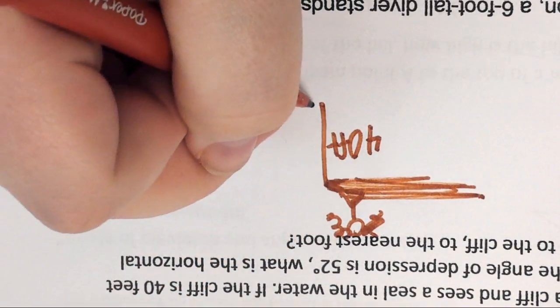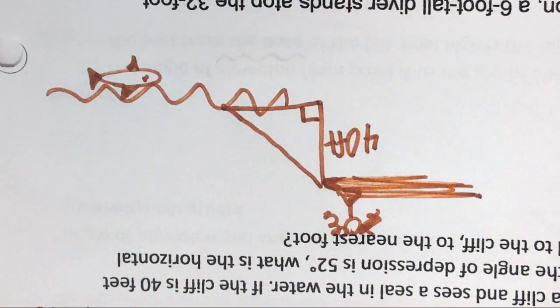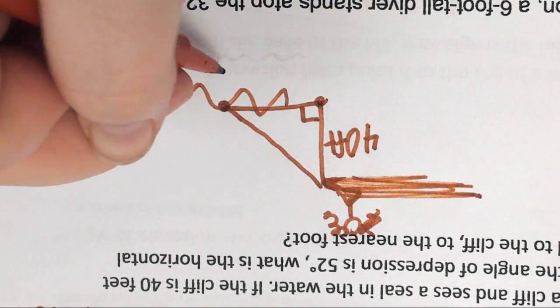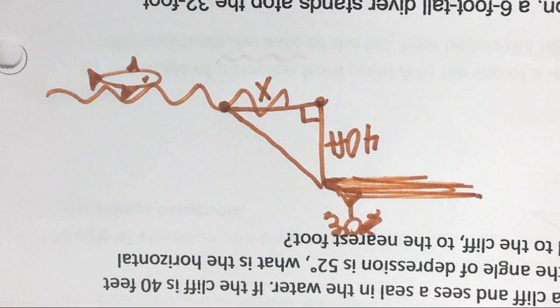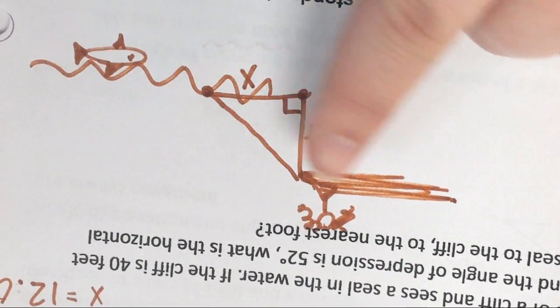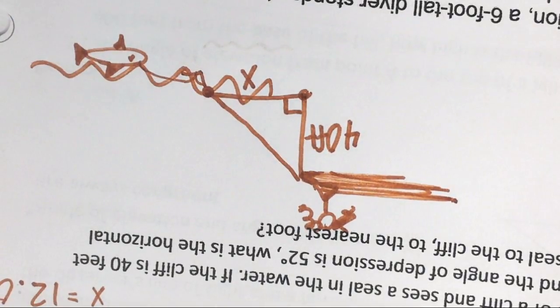If the cliff is 40 feet above the water, so I'm going to put a 40 here, and the angle of depression is 52 degrees. What is the horizontal distance from the seal to the cliff to the nearest foot? They asked horizontal, so they're asking for down here. They asked for from the seal to the cliff, not from the seal to Maria. I guess I should have put my seal over here. Whoops.